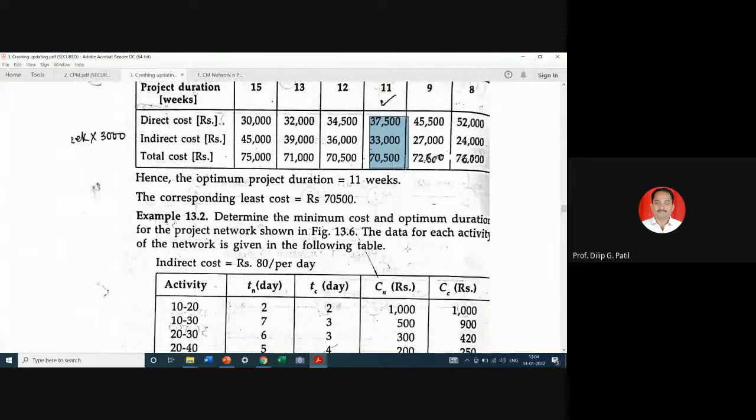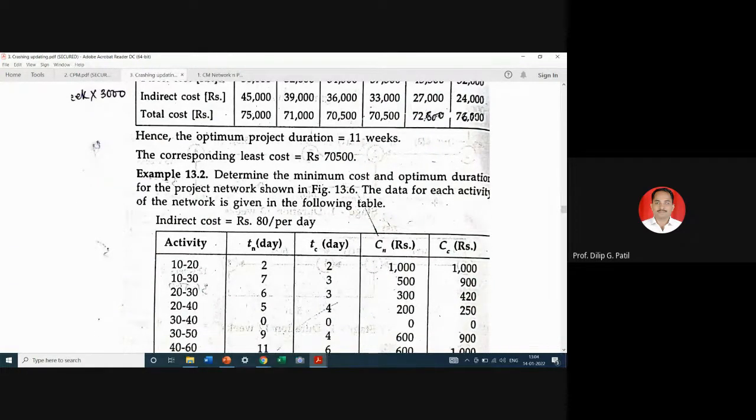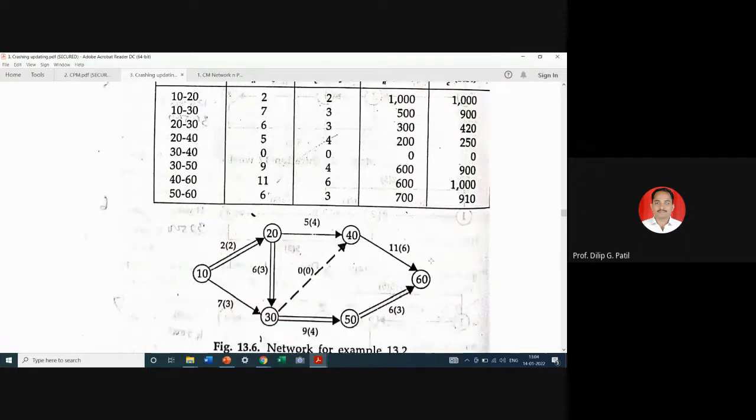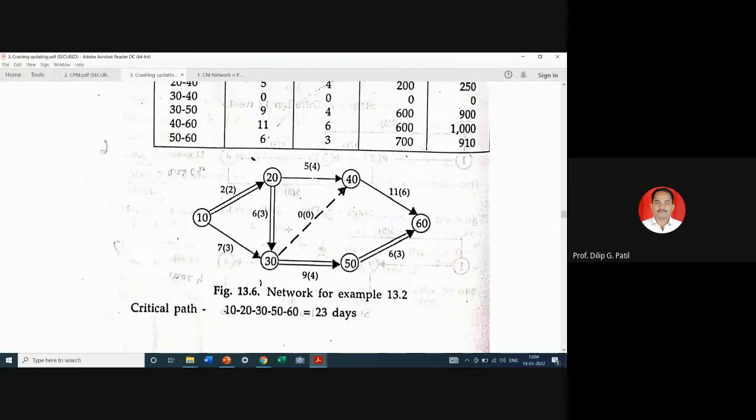So here you can see: determine the minimum cost and optimum duration for the project network shown in figure 13.6. The data for each activity of the network is given in the following table. Activities are listed like this: normal duration, crash duration, normal cost, and crash cost is also given. So this is the project network, we can say.